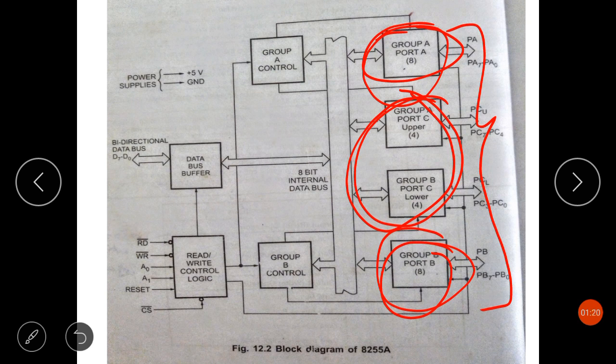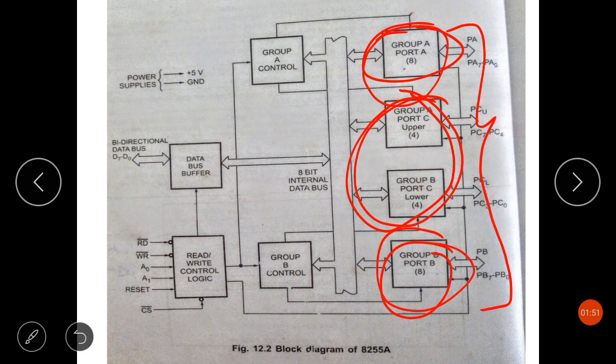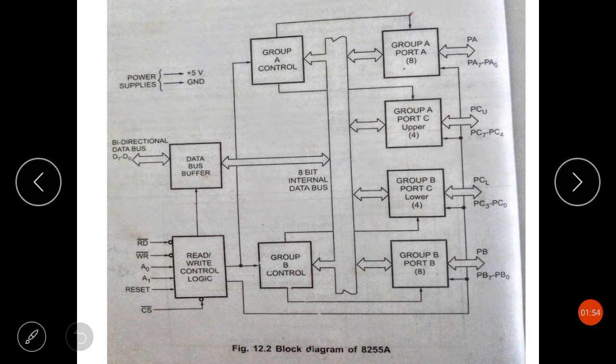Now these 8 bits of port C, as you can see here, can be used as individual bits, or they can be grouped into two 4-bit ports. This is the upper 4-bit, this is the lower 4-bit. So it can be grouped into two 4-bit ports or it can be used as individual bits. This 8255 can be programmed into two basic modes, that is bit set or reset mode and input output mode.